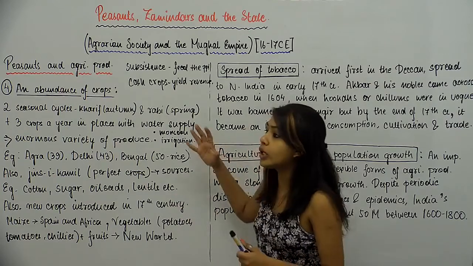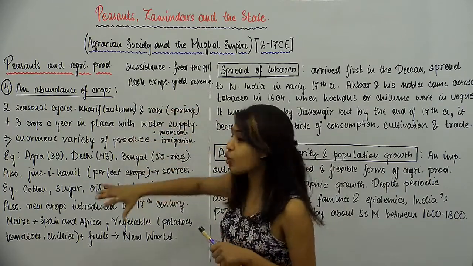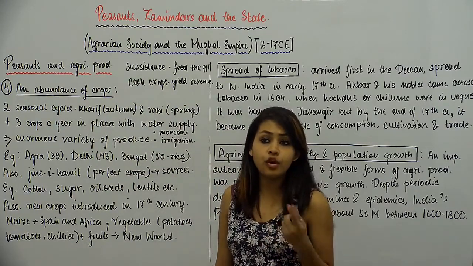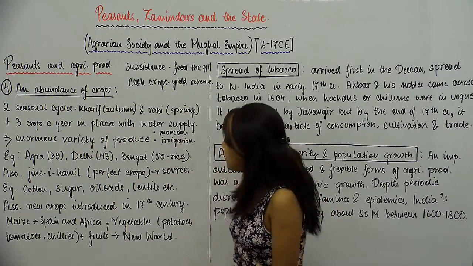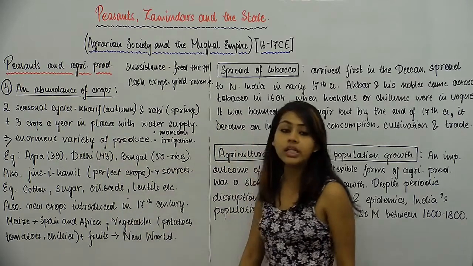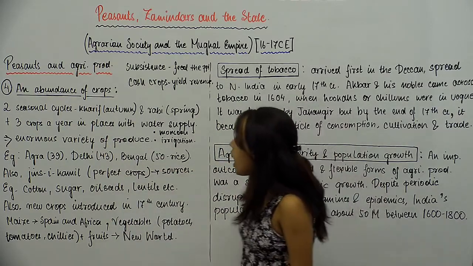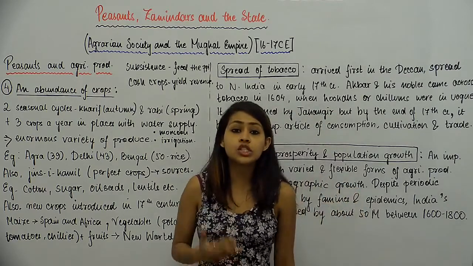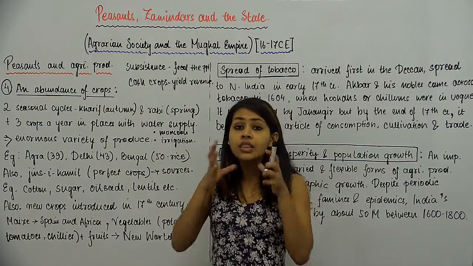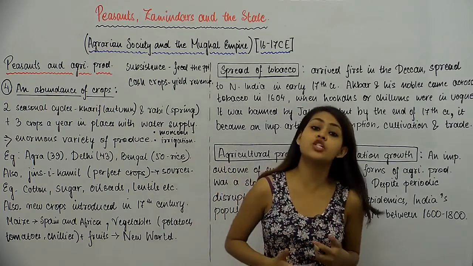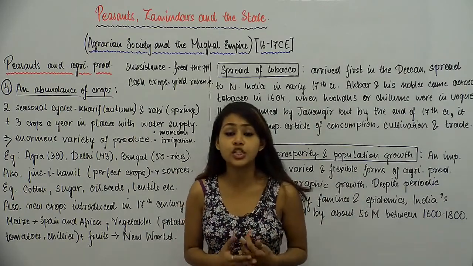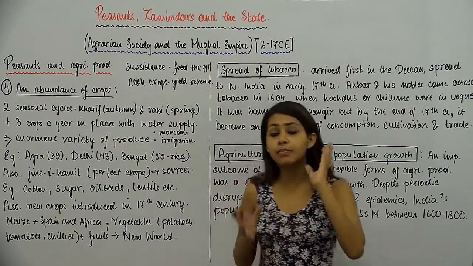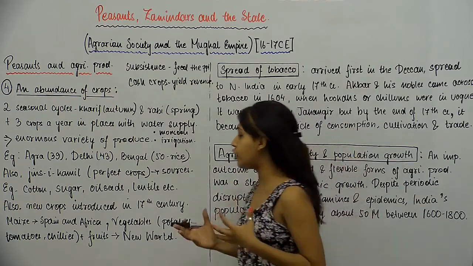Also, what we have learned so far is the enormous variety of produce in agriculture in the medieval period. Also we learned about the commercialization of agriculture, which is a process that will become most prominent in history during the British period, when the British were regulating agricultural production. But even in the Mughal period we see some examples of this phenomenon.